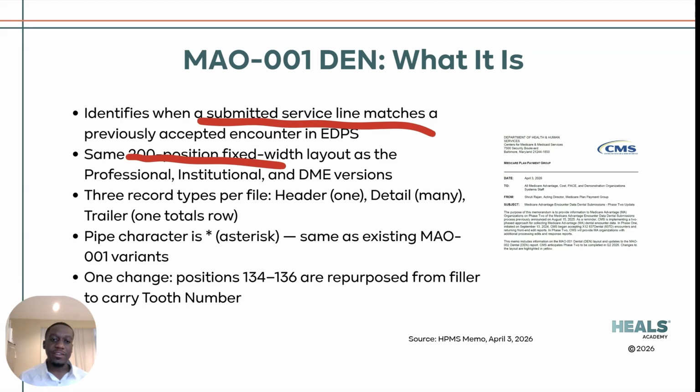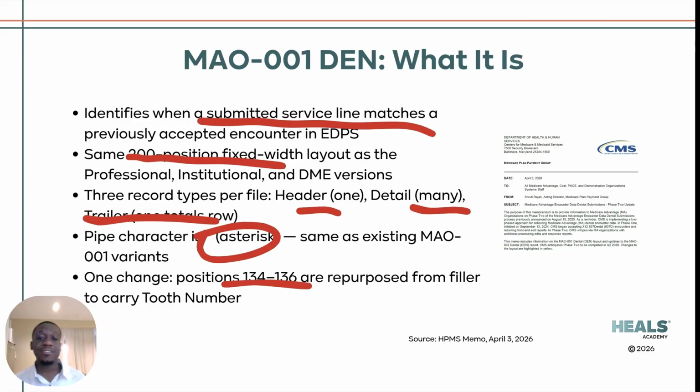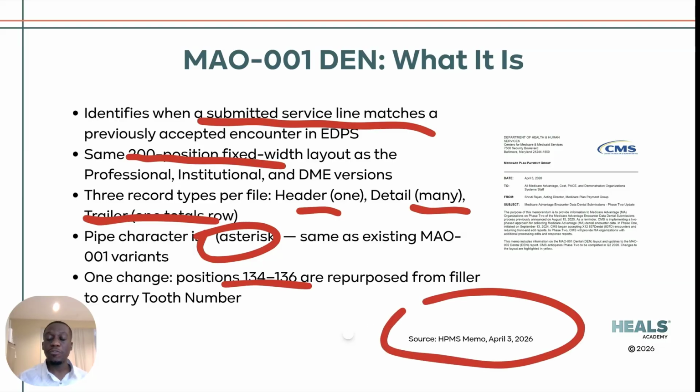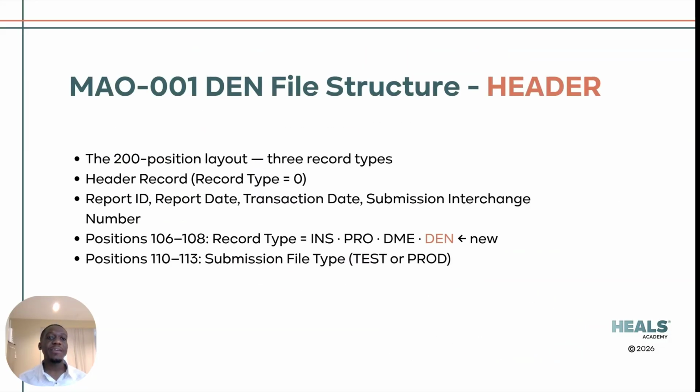It has three record types: the header, the detail, and the trailer. It is asterisk delimited as well, and there's one change: positions repurposed from being a filler to carry the tooth number. This is per the HPMS memo released on April 3rd, 2026. The MAO-001 dental file structure, as I said earlier, header, detail, and trailer, is 200 positions, and the header starts with record type 0.